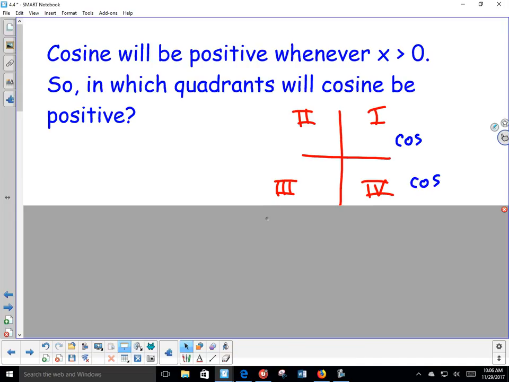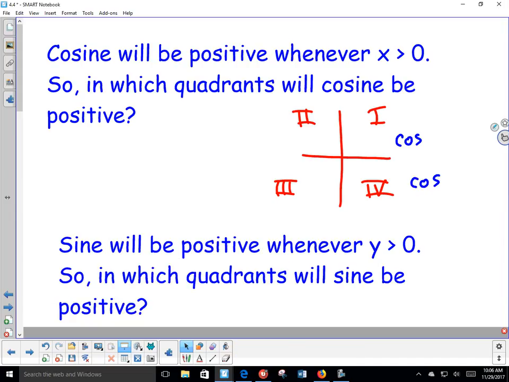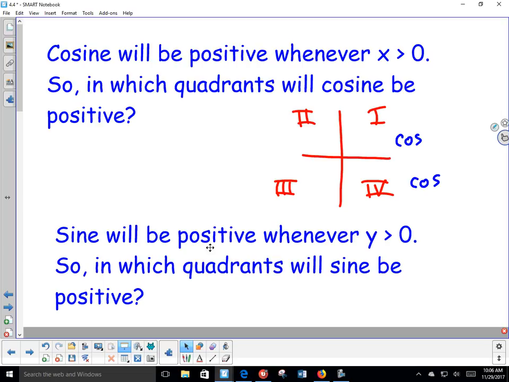Okay. In what quadrants will sine be positive? Well, sine's going to be positive whenever the y is greater than 0. So in what quadrants is the sine positive? Grace J? 1 and 2. So sine is positive here and here. Everybody agree?